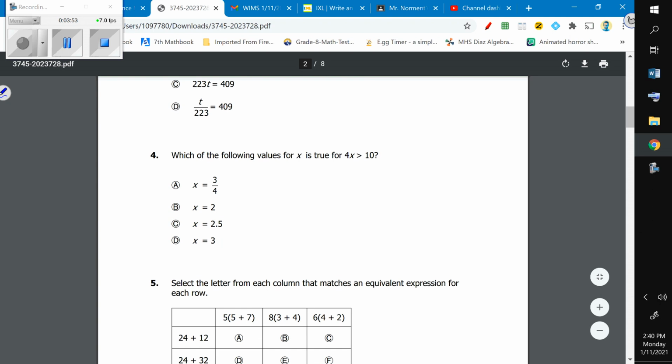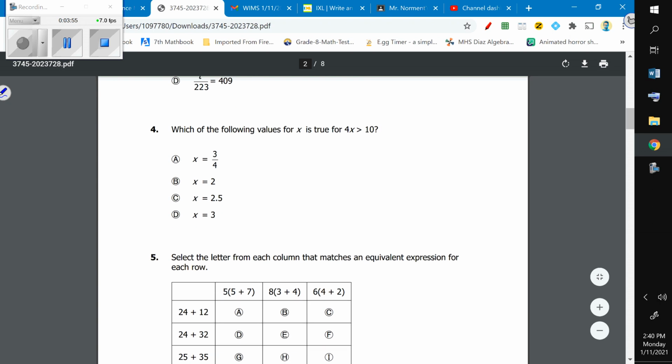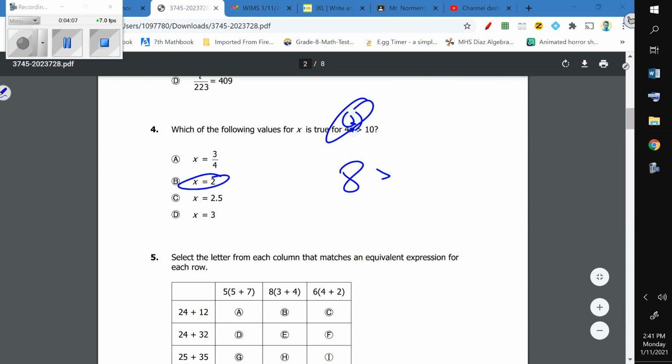Number 4, which of the following values for x is true? Well, this is pretty easy because this is an easy one to plug in and solve. So if I take 2 right here and I substitute it, right beside 4, that means you multiply, and you're going to get 8. Is that greater than 10? Well, no. It's less than 10. So that's wrong. And this is smaller than 2, so that's wrong.